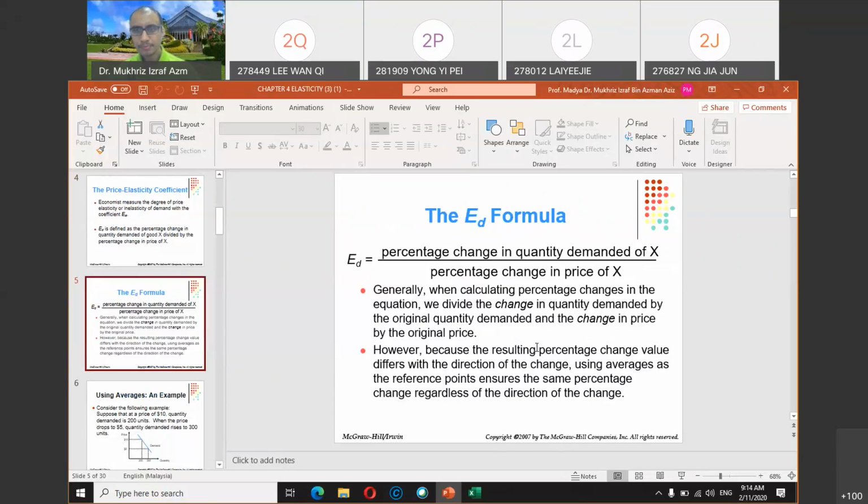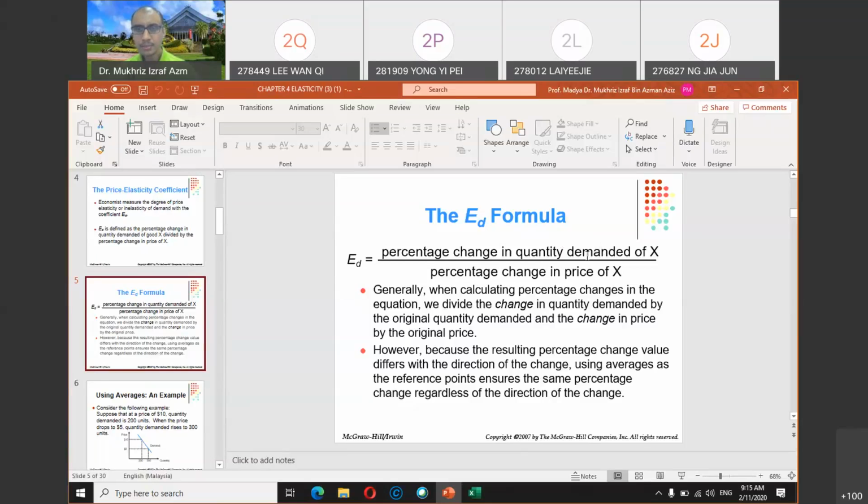So ED equals the percentage change in quantity demanded of X divided by the percentage change in the price of X. Quantity is on the numerator, divided by the change in the price. This is what I mentioned early on: we want to see how much demand will change given changes in the price. For every 1% change in price, we want to see how many percentage change in the quantity demanded. Then you can see whether the consumers are very sensitive or responsive to changes in price, because the price has to change first, then it is followed by changes in quantity demanded.